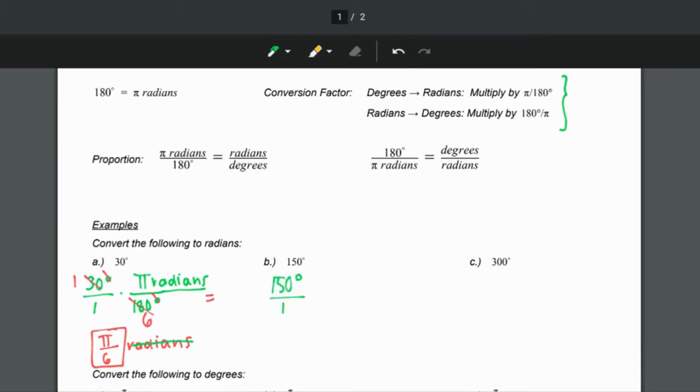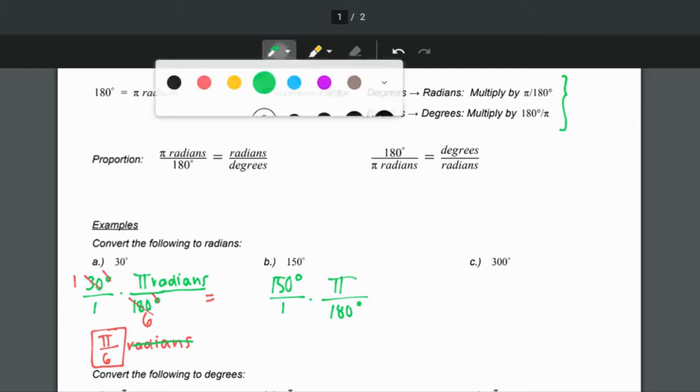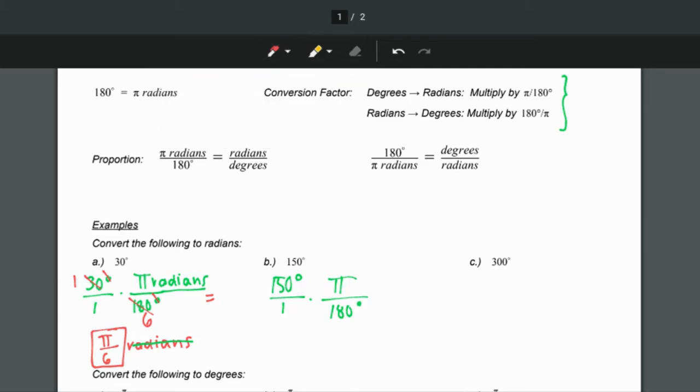All right, if you look at part B, it says convert 150 degrees. So we start with degrees, so that means I want degrees to be in the denominator. So I'm going to put 180 degrees and pi on the top. And I'm going to leave off the word radians here because we know that it's measured in radians. And so all I need to do is reduce as much as possible. This would give me 5 over 6. So this gives me 5 pi over 6.